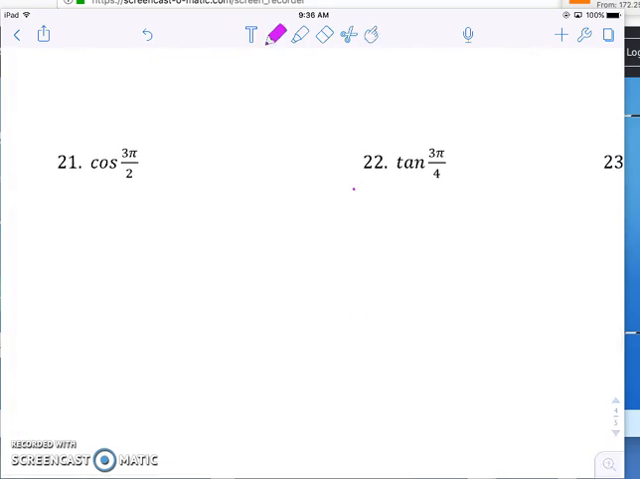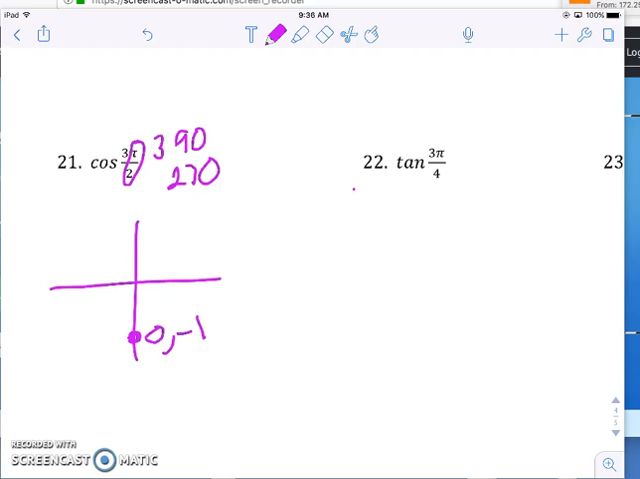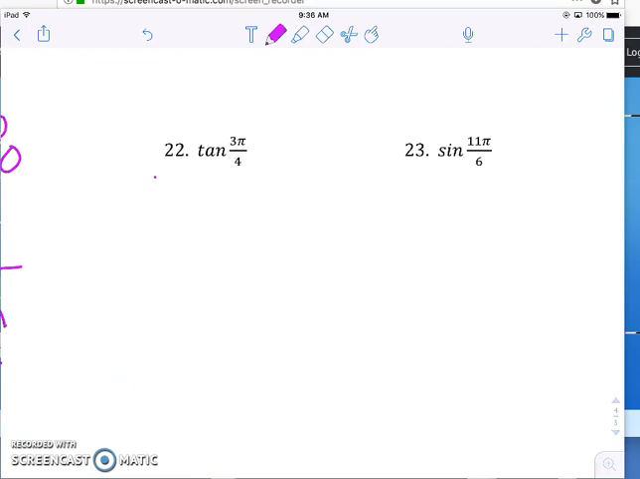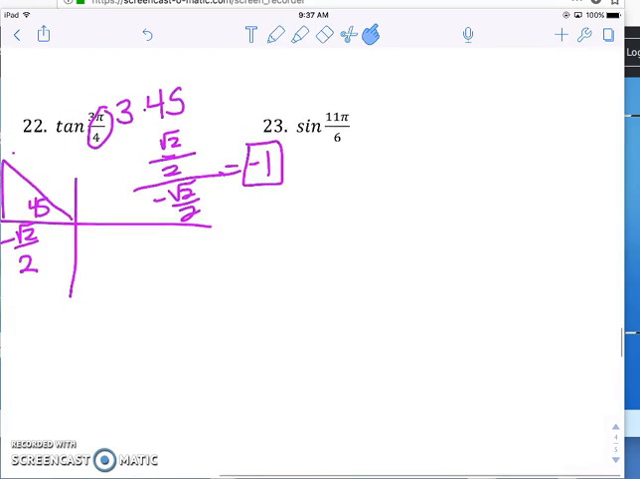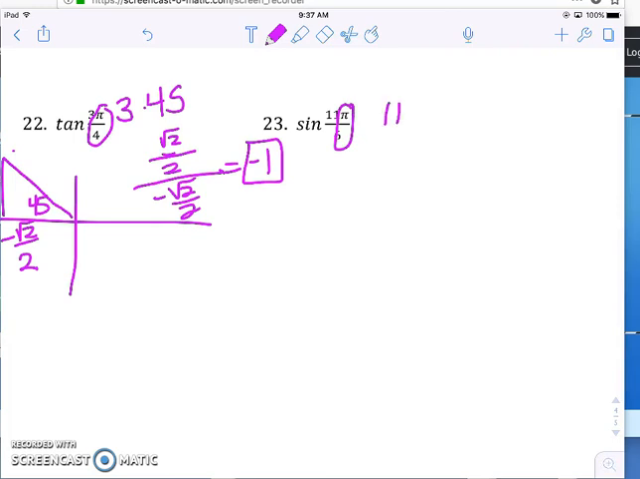Cosine of 3 pi over 2. So 3 times 90 is 270. So here's 270, 0, negative 1. Cosine is your x, so we have 0. Tangent of 3 pi over 4, 3 times 45. So that would be in this quadrant. Root 2 over 2, negative root 2 over 2. So opposite over adjacent. Well, it's the same thing. So it's negative 1.